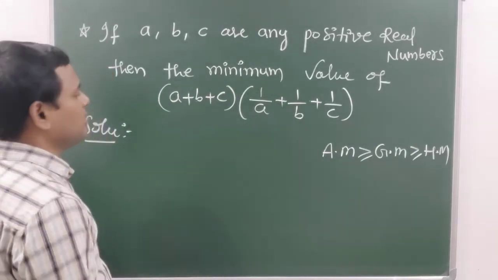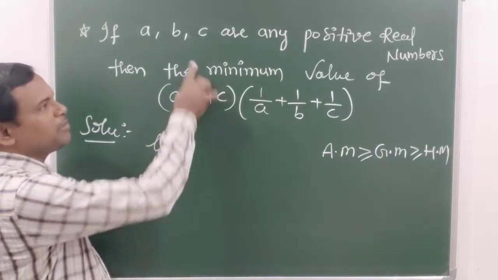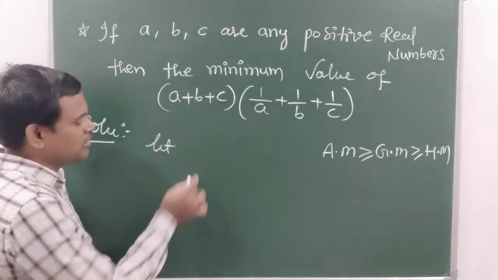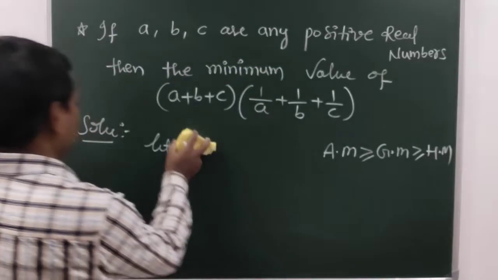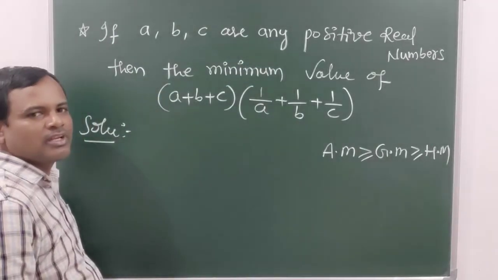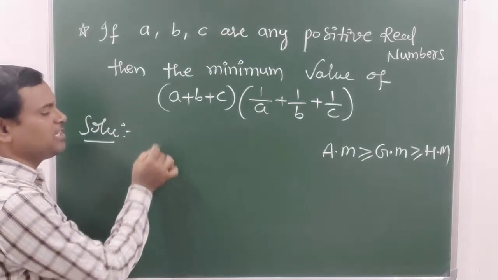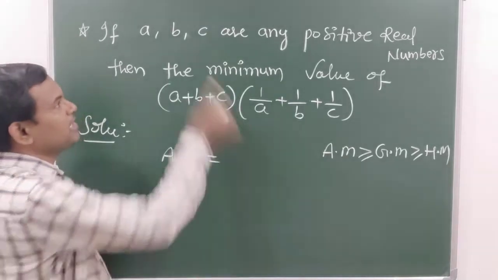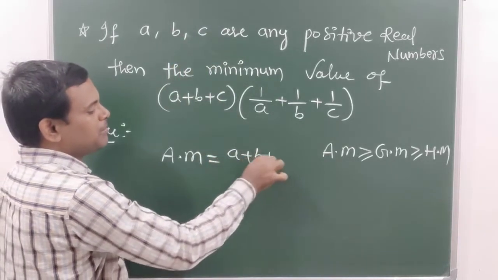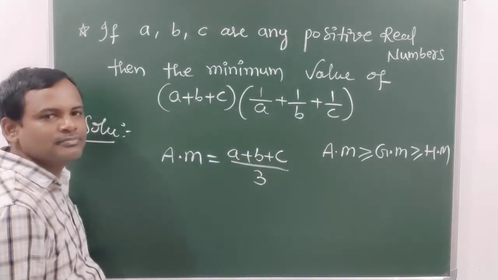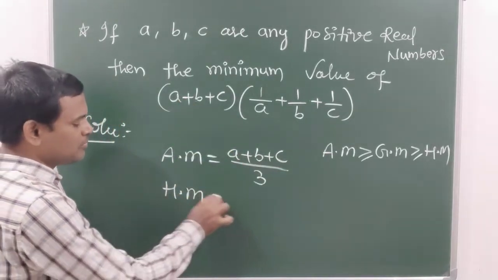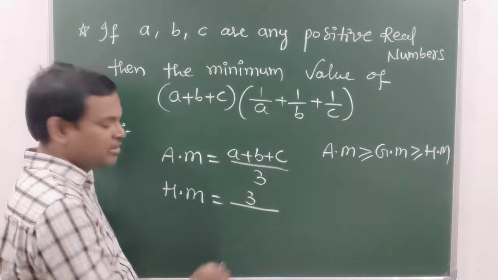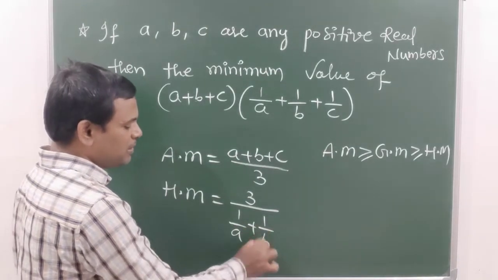Now let us assume a, b, c are any three positive real numbers, which are given in the application. So find their arithmetic mean, a plus b plus c by 3, and the harmonic mean of the 3 numbers, which is 3 by (1 by a plus 1 by b plus 1 by c).